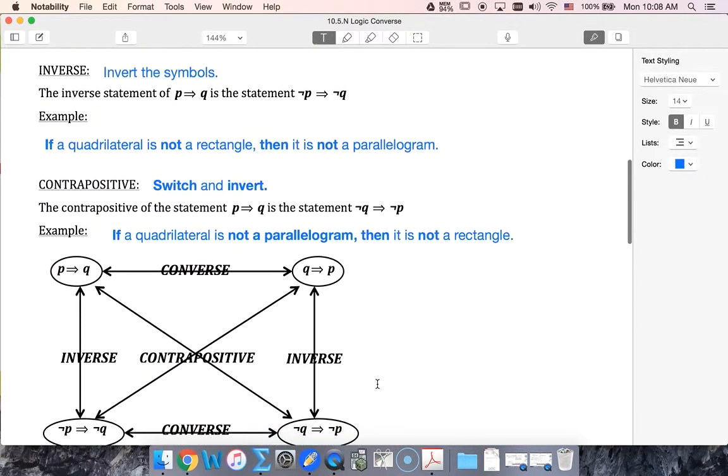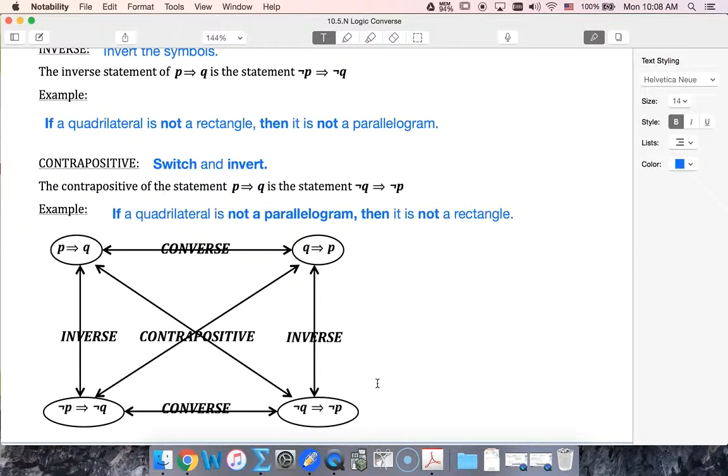I don't know if this diagram will help you, but here's one way to think about it. That converse, we flip the order. So if it's P then Q, Q then P. Inverse, we invert the symbols. So invert the symbols. And then if I switched those around, I would have the converse. The contrapositive is when we do both actions.